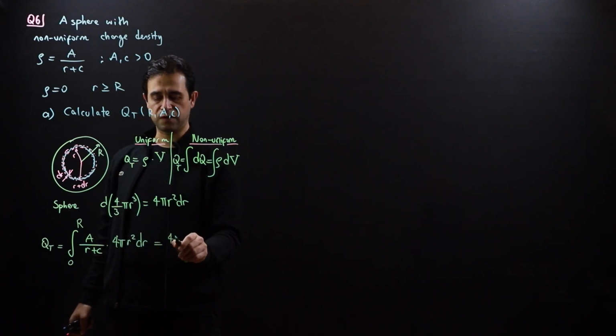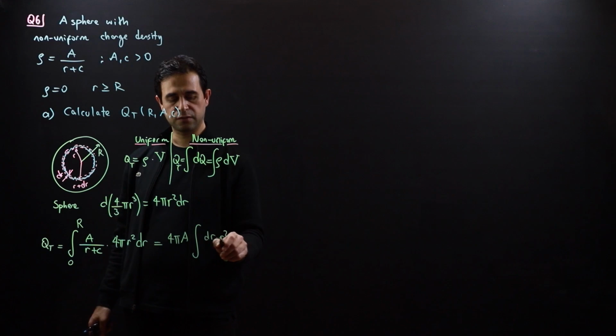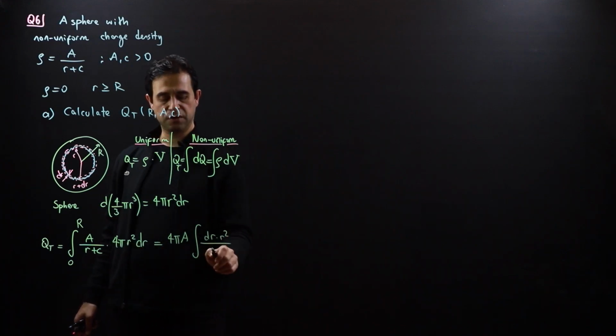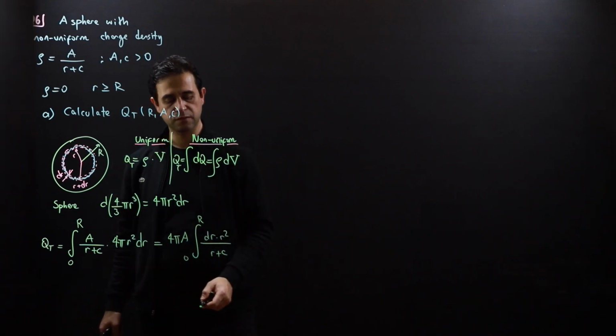Okay, so I guess the first step is to take the constants out of the integral. So I have 4 pi times a, that's constant. And now I have the following integral: dr times r squared divided by r plus c, from 0 to capital R.